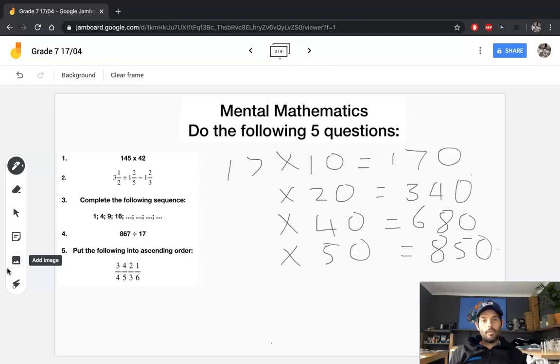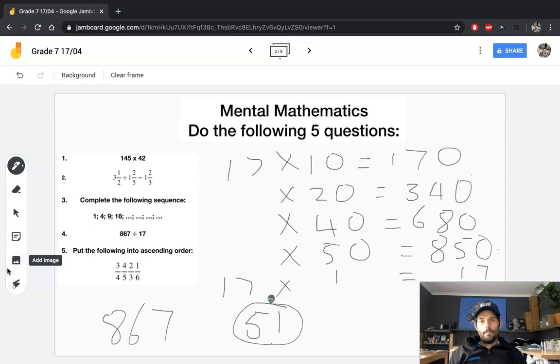I need to get to 867. So if I multiply by an additional 17 there, okay, and I'm going to just write that answer there, 867. Okay, so I've got the number I'm looking for, and you can see that I've multiplied by 51 to get to 867. So 867 divided by 17 must be equal to 51.